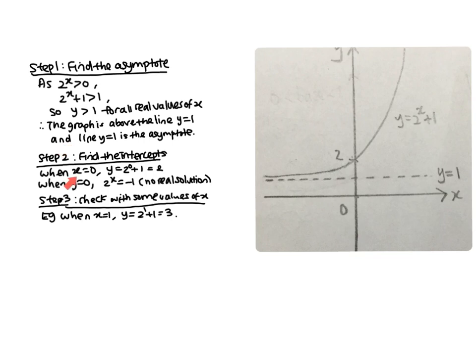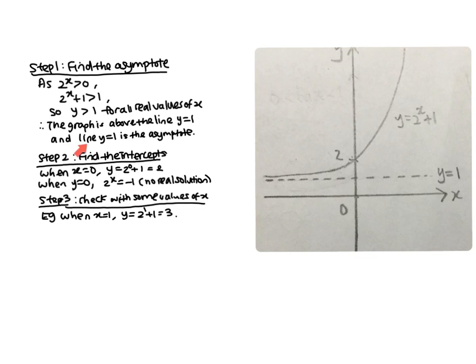Step 2. Find the intercepts. When x equals 0, y equals 2, since 2 to the power 0 is 1. When y equals 0, 2 to the power x equals negative 1, which has no real solution. So the graph has no x-intercept.